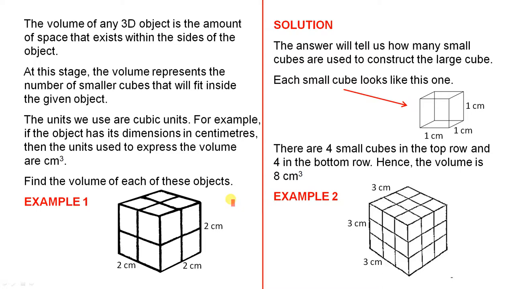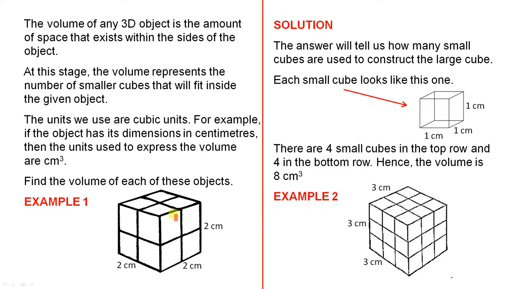Example 1. This is a cube which is 2 centimetres by 2 centimetres by 2 centimetres. Solution. The answer will tell us how many small cubes are used to construct the large cube. Each small cube looks like this one. So it's a cube which is 1 centimetre by 1 centimetre by 1 centimetre.